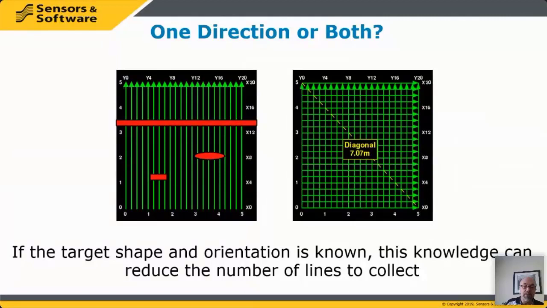The problem is that if you collect data like this and the object ends up being narrow and parallel to all your lines, and in between two of your lines, you're going to miss that object. So the best thing to do if you want to cover an area completely is both directions. But there are times when you can reduce the number of lines with a little bit of inside knowledge.